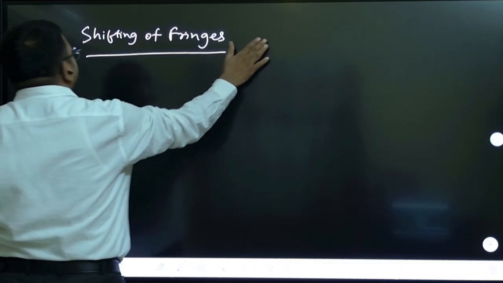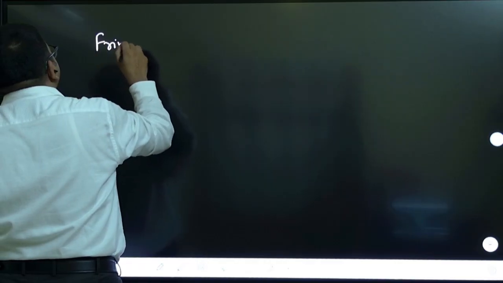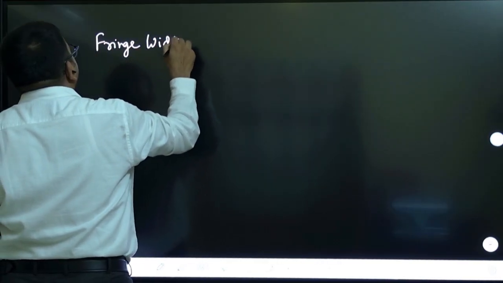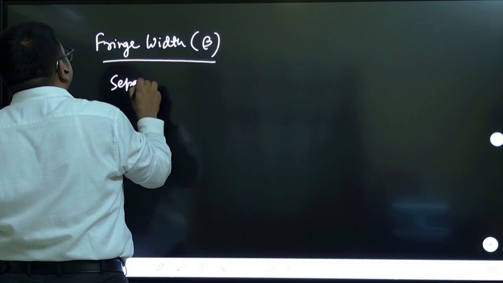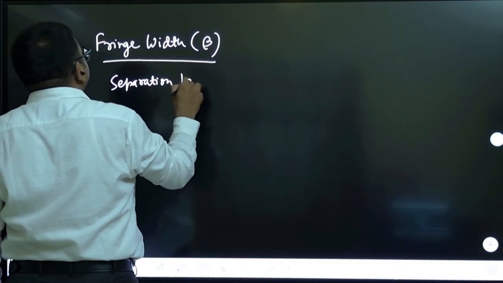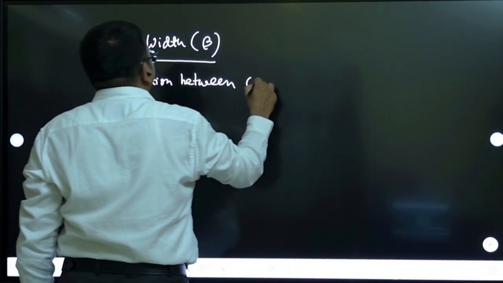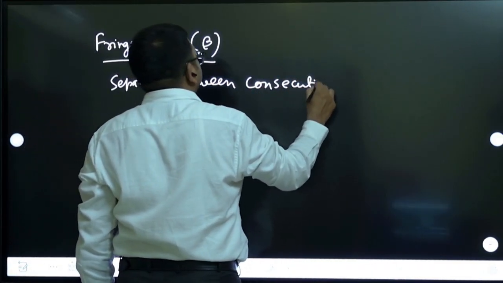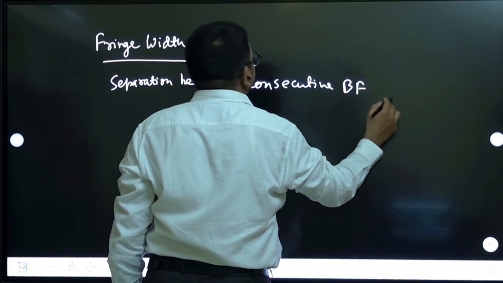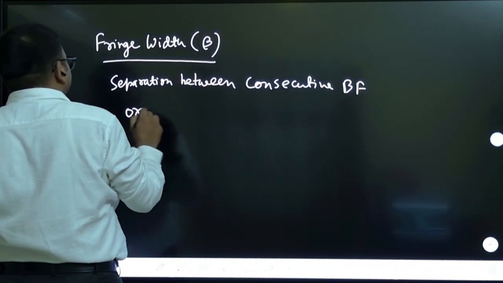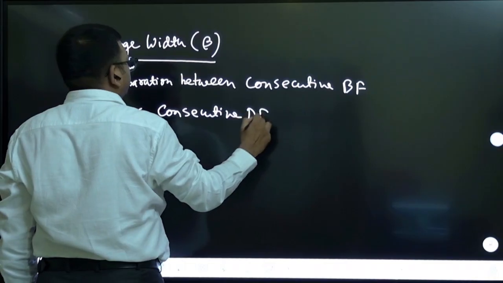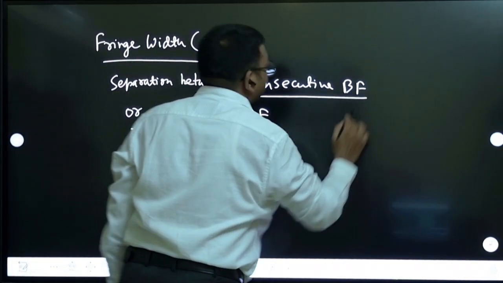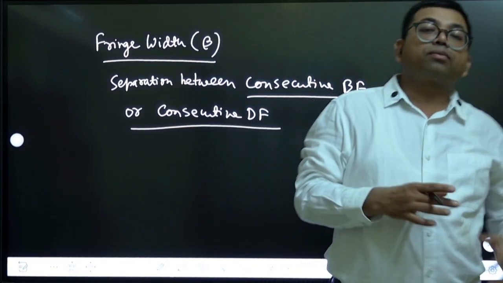Before that, we should know what is called fringe width, beta. Fringe width is the separation between consecutive bright fringes or consecutive dark fringes. So the separation between consecutive bright fringes and consecutive dark fringes, that is what it is.